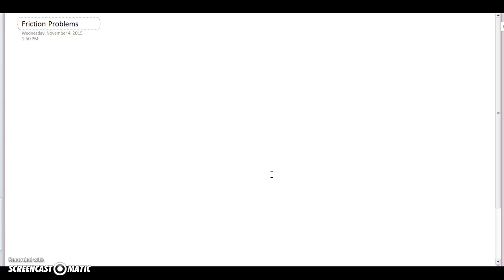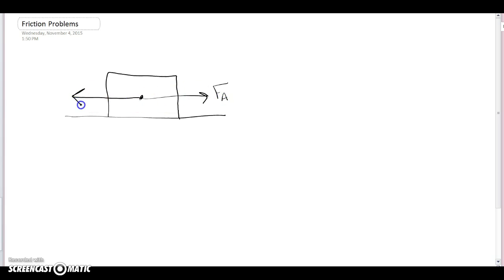I wanted to go through some of the problems on the worksheet that I assigned yesterday. The kinetic friction and the static friction problems. So for the first few problems, we're talking about finding the coefficient of kinetic friction. We have an applied force that's making a box move at a constant velocity.